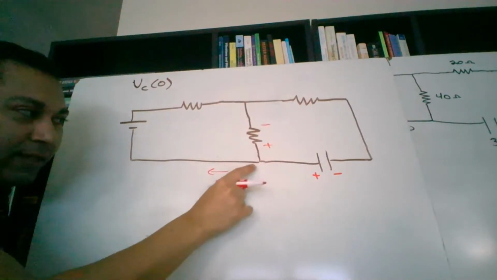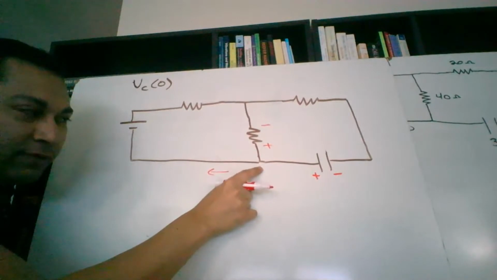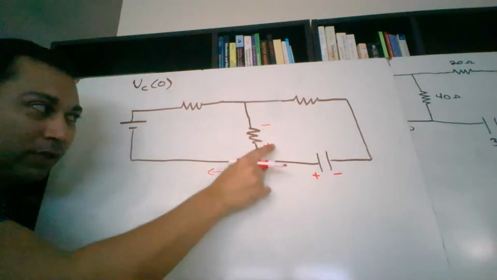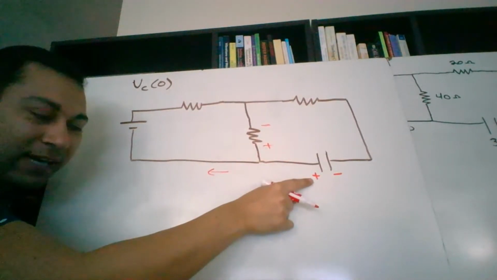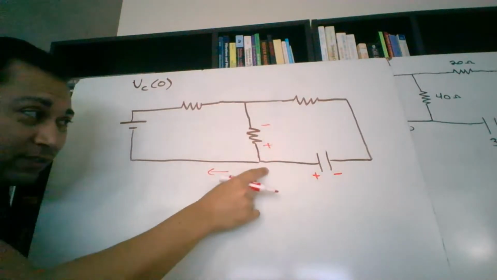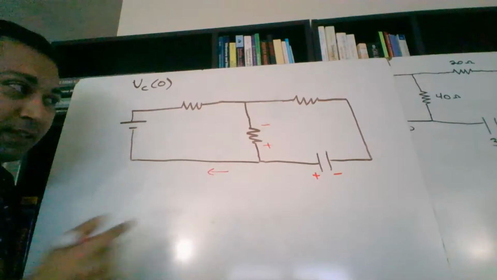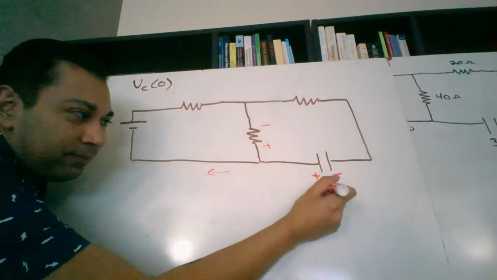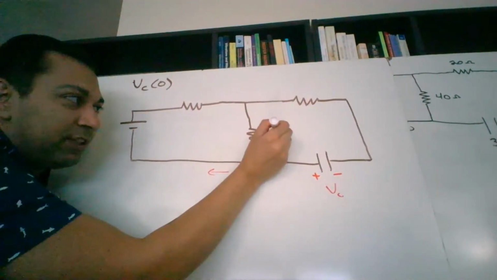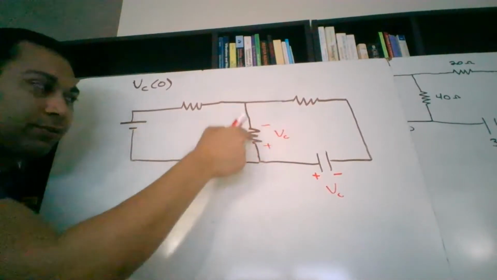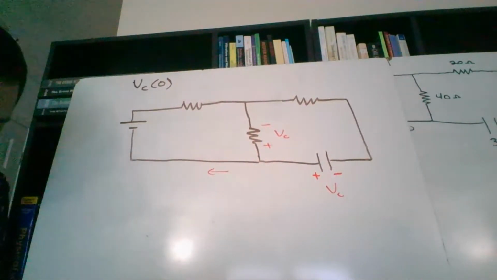That's the only way current, when current gets to this point right here, isn't going to flow that way, because the height of the mountain here and the height of the mountain here are exactly the same. So it has to go the other way. And what that tells me is that the voltage of the capacitor here is also going to be the voltage of the capacitor through this resistor right there. Okay?